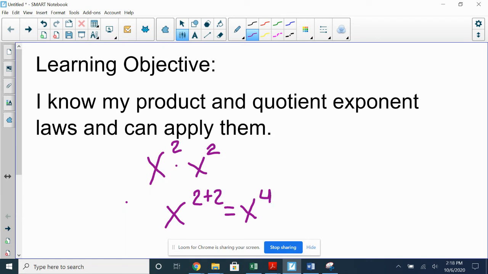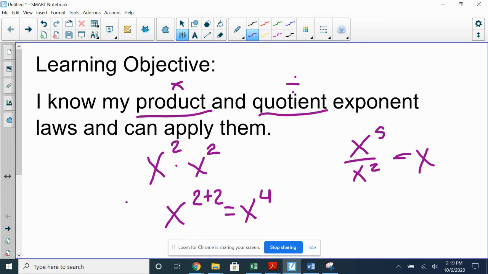We can only combine them if they have matching bases. And then with our quotient, which is division, we know product means multiplication, and quotient means division. That's why it's the product and quotient laws. We know that x to the 5 over x to the 2, we're going to still keep that matching base, and we can only do this if the base is the same. X to the top minus the bottom. So we're going to be left with x to the power of 3.